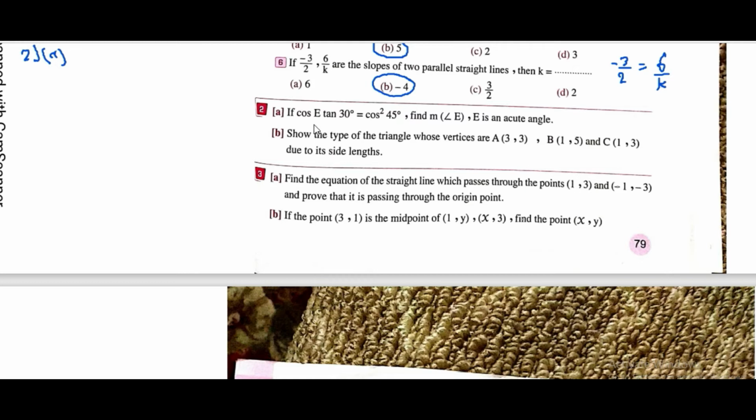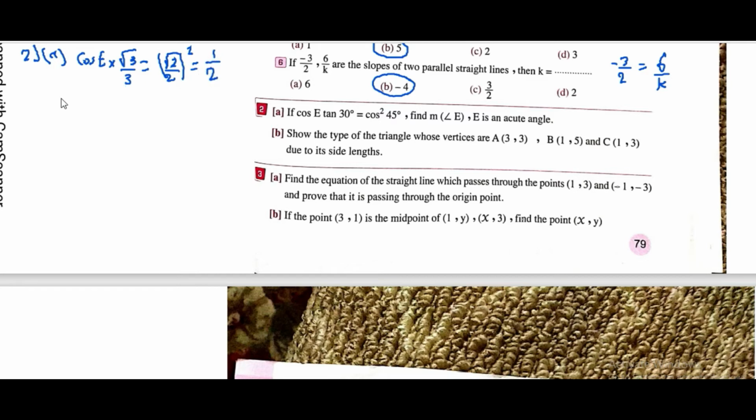If cosine E times tan 30 equals cosine squared 45, find the measure of angle E, where E is an acute angle. Cosine E times tan 30, which is root 3 over 3, equals cosine squared 45. Cosine 45 is root 2 over 2, all to the power 2. It will be 2 over 4, which means a half. So root 2 over 2 all to the power 2 equals a half.